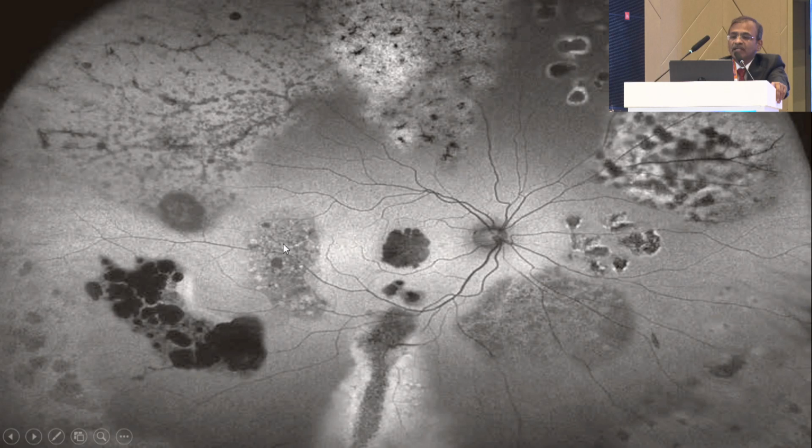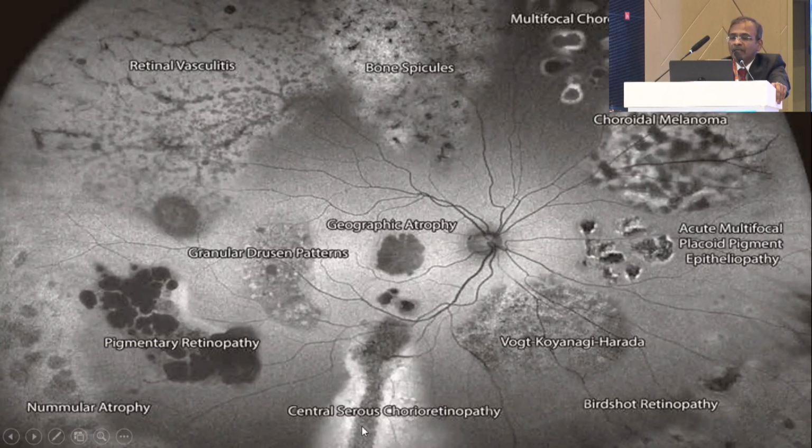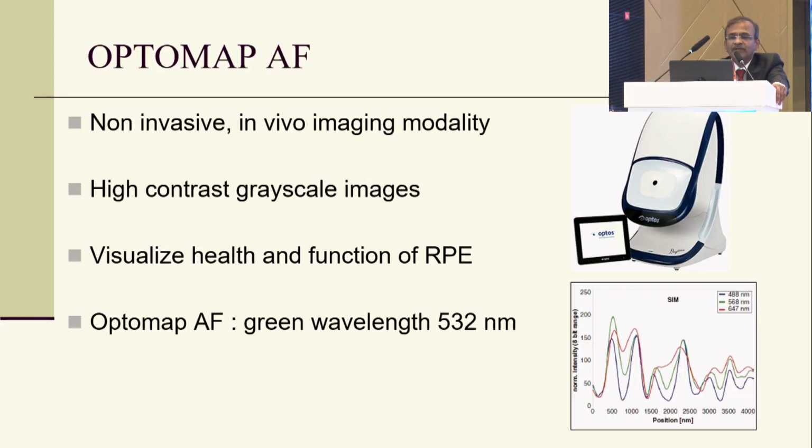So autofluorescence allows multiple disease entities to be characterized in a particular manner. You can have the vitelliform edge, multifocal pigment placoid choroidopathy, melanoma, atrophies. All these have various patterns, and if you understand them well, it can help you in your day-to-day practice. So we have talked about these things.